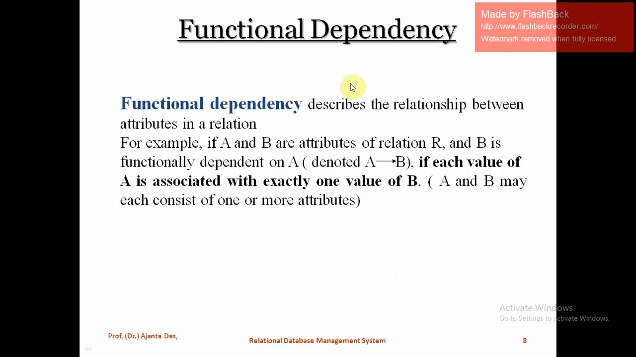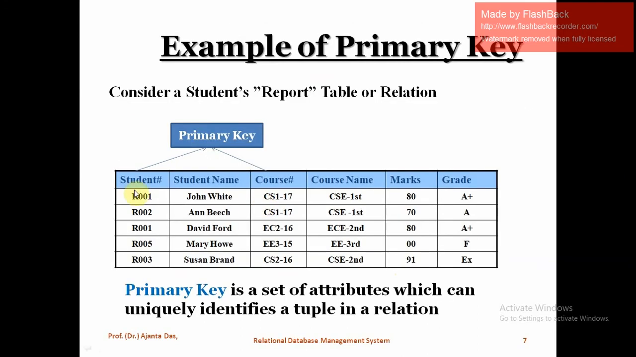Now what do we mean by functional dependency? Functional dependency basically defines the relationship between the attributes. What is the relation between this student number and student name? What is the relation with marks, course name or course number? If we go through these relations, we can see that only if we combine them can we identify which student received what marks in which subject. Otherwise it's not possible.